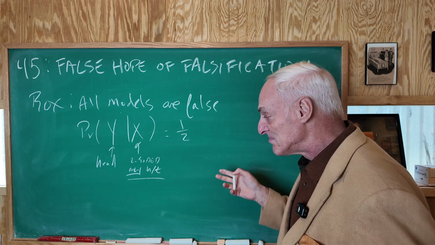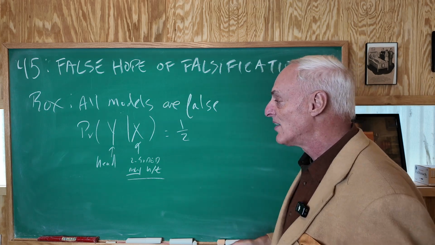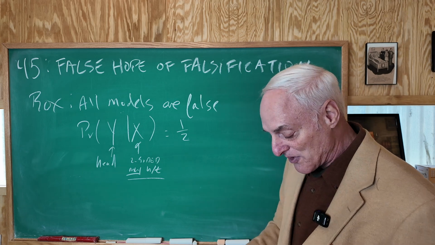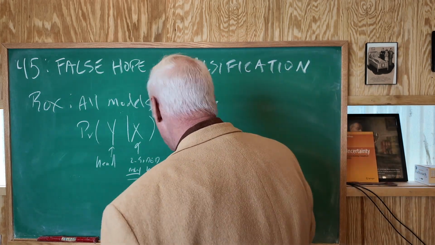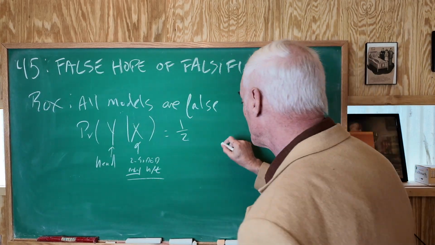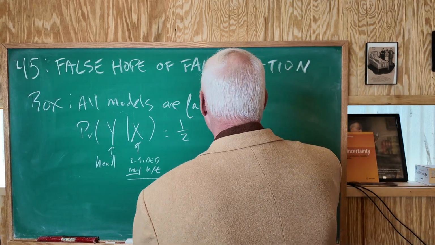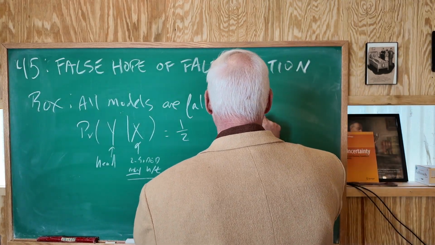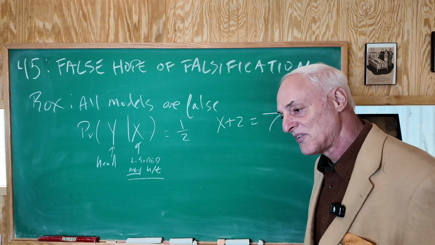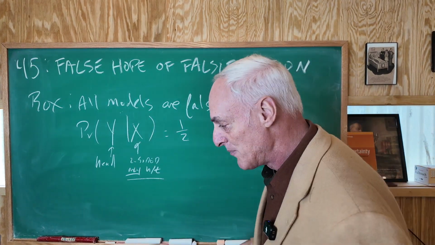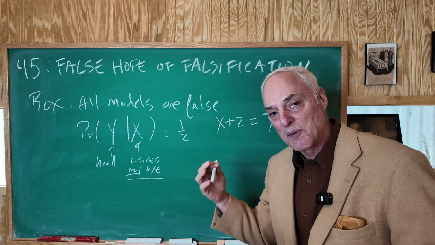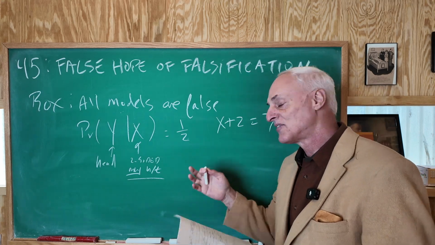So Box is wrong. A lot of models are bad models. But falsification has some purpose. So, for instance, suppose we have x plus 2 equals 7. This is a premise in our model. We're working with logic here. Probability is logic, so we can have this.